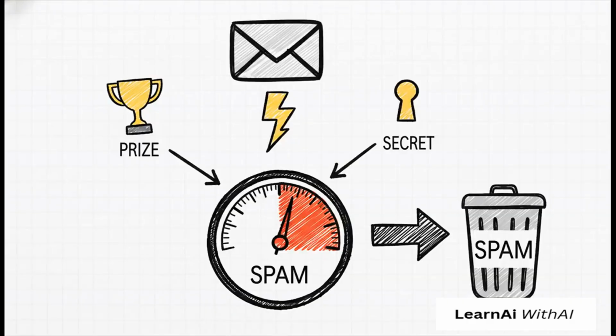So when a brand new email hits your inbox and it's full of words like secret, prize, and now, the model just looks up the spam probability for each of those words. It adds them all up and sees that the total score for spam is off the charts. And just like that, it makes its final call and, poof, sends that email straight to your junk folder.